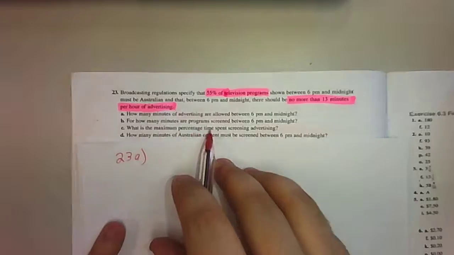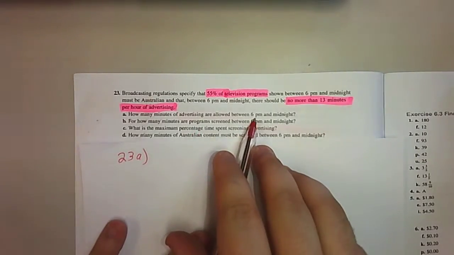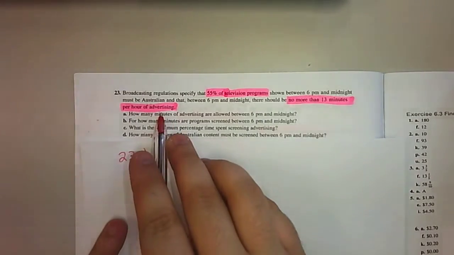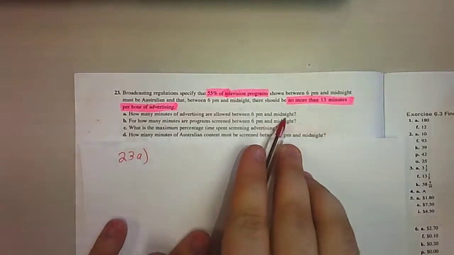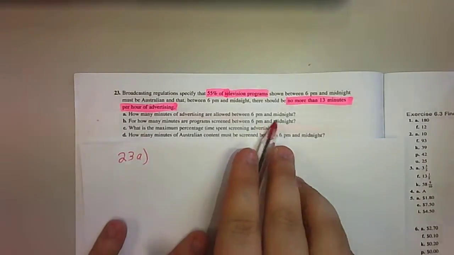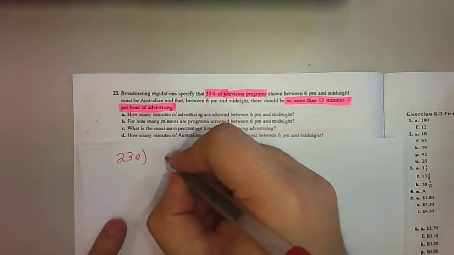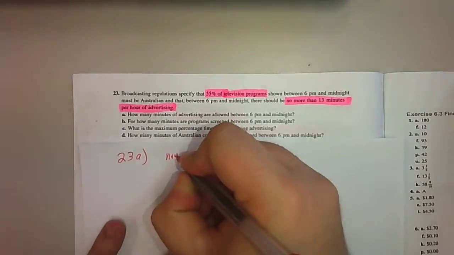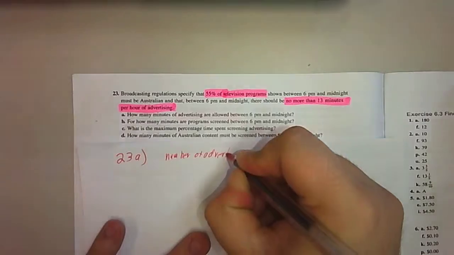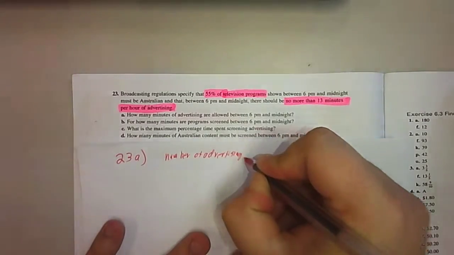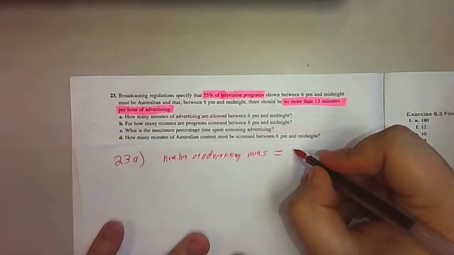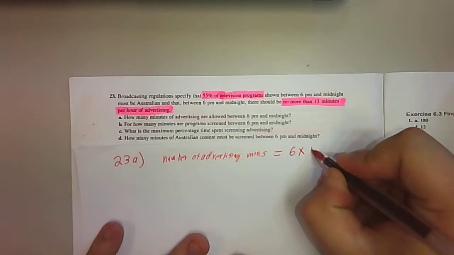How many minutes of advertising are allowed between 6 p.m. and midnight? Well, we're allowed 13 minutes per hour, but we don't have 1 hour between 6 p.m. and midnight. We actually have 6 hours. Okay? So the number of advertising minutes, well, that is going to be equal to 6 times 13.